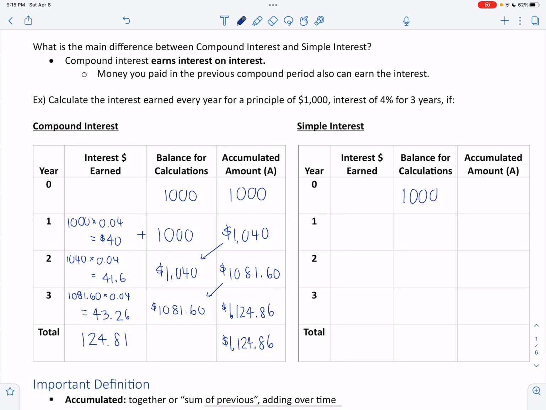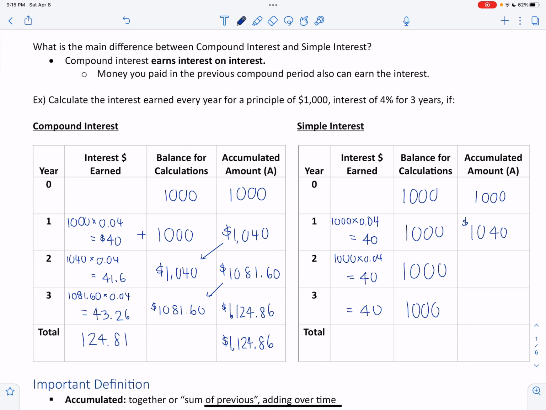Okay, so let's look at the simpler case for the interest earned under a simple interest scenario. Again, we start with $1,000. The accumulated amount is 1,000. We're calculating our year one. We're going to get $40. It's the same thing for the first year. We use $1,000. Our accumulated amount is 1,040. Now, simple interest is simple because our principal never changes. So all my years use $1,000. If that's the case, all my years are making that $40, right?